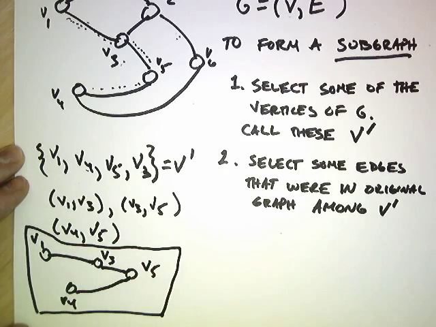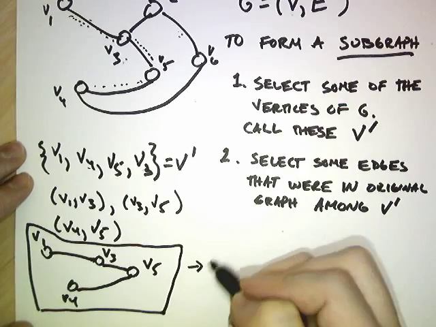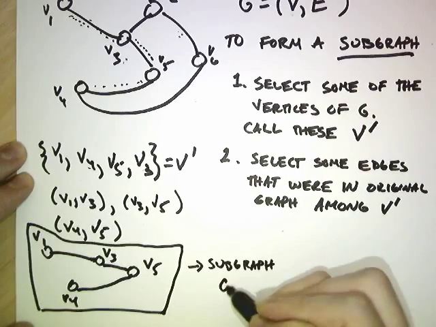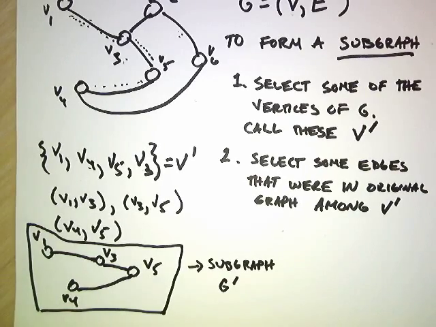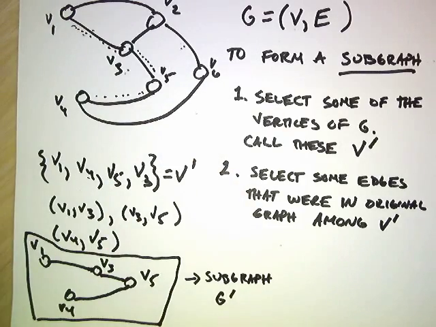I'm just drawing a box around it. This is the subgraph, which I'll call G prime. So that's how you form a subgraph. You first take some of the vertices, and you denote them V prime. Then you look at some of the edges that were in the original graph, and you pick some of them.